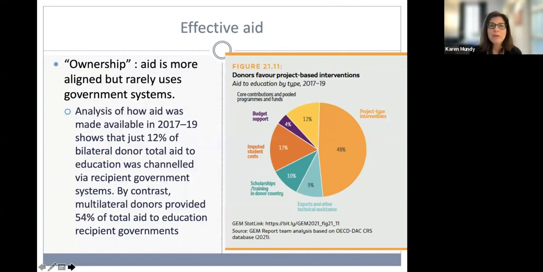Ownership, as I mentioned, if we think about ownership by governments of the reforms being funded by aid, one measure of this is how much is channeled through national systems. Over time, this is the breakdown from 2017 to 2019. You can see here that only 4% of this is in budget support. 9% is spent on experts and technical assistance, people like me or my organization. 17% is imputed student costs. That means the costs of refugees or scholarships in donor countries. And you can also see there's a big difference, and multilaterals tend to tie aid to national delivery, their own donor delivery systems, and use recipient governments.